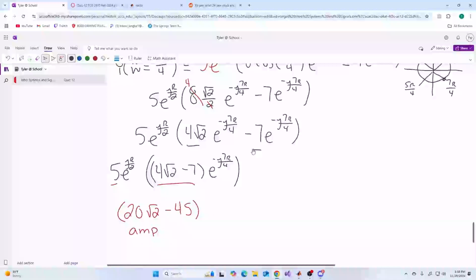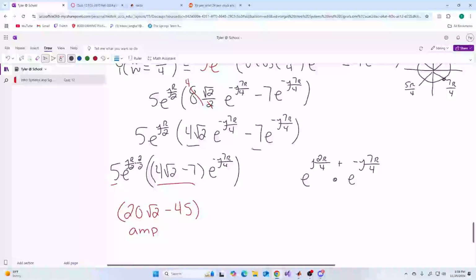Times, and then I have e. What I'm going to do here is multiply this one by 2 over 2 to get a common denominator. You'll see why it's important later. So I'm going to get j 2 pi divided by 4 times e to the negative j 7 pi divided by 4.